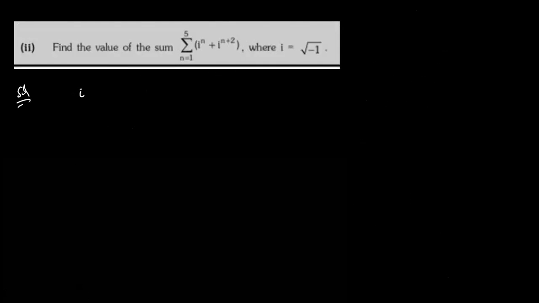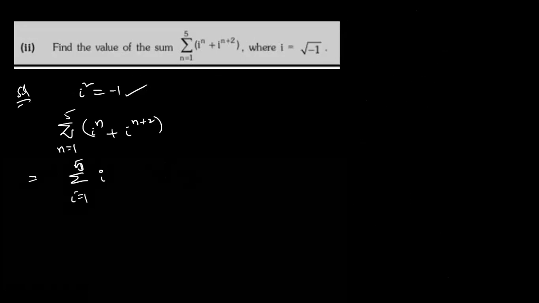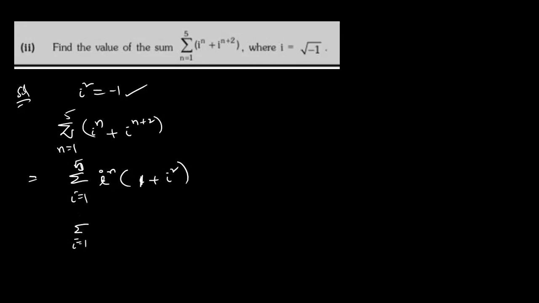Next, anyone find the value of this one. Tell me now. i square is equal to minus 1 is given. Then expand the sum of i power n plus i power n plus 2, where n is running from 1 to 5. How to solve this? Expand, otherwise, what to do? Take i power n as a common factor. Remaining is 1 plus i square. 1 plus i square is how much? Minus 1 plus 1, so the answer is 0. No need to expand. Time saving is 1.